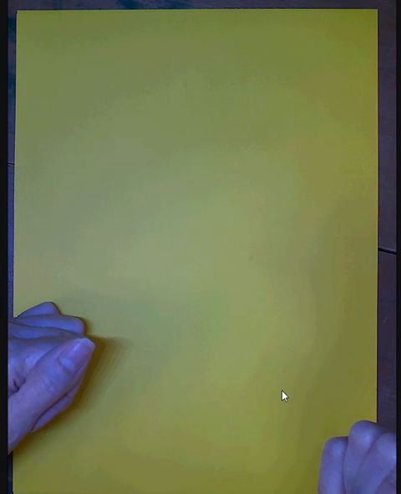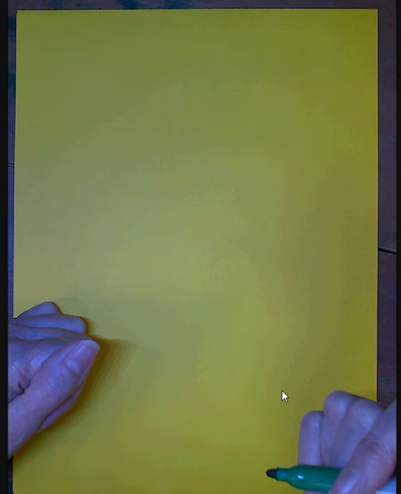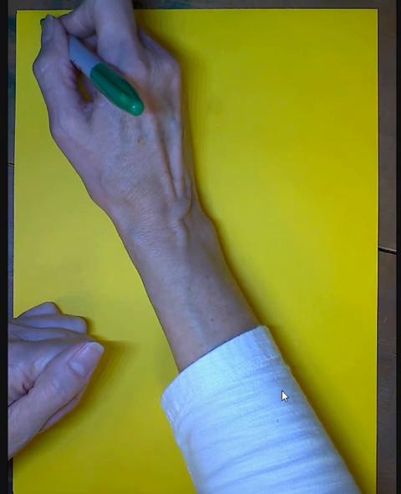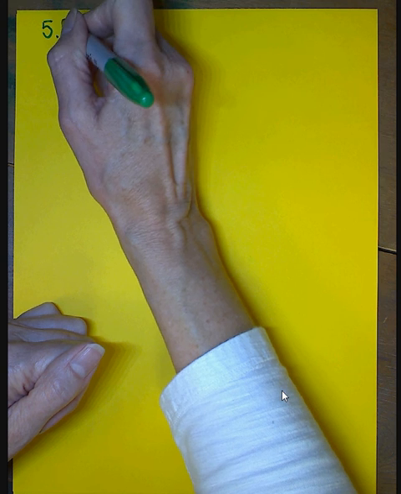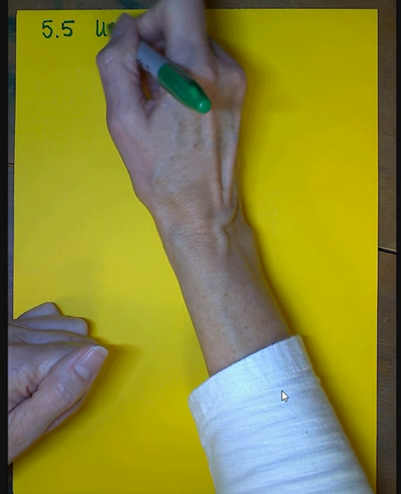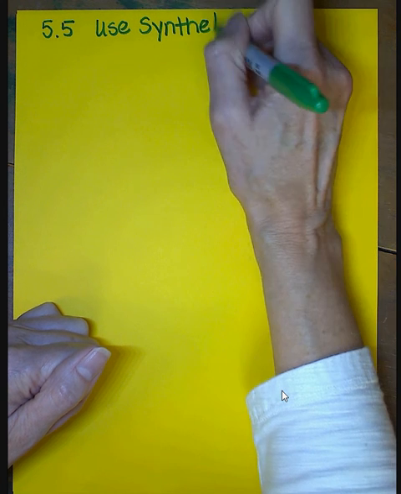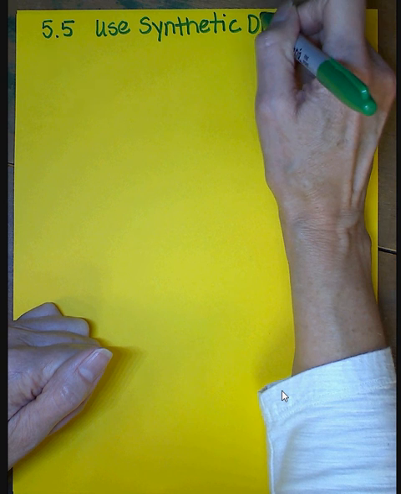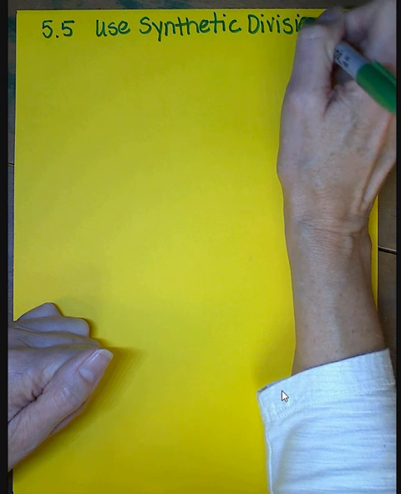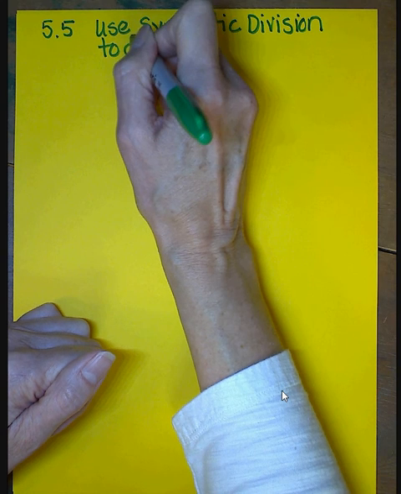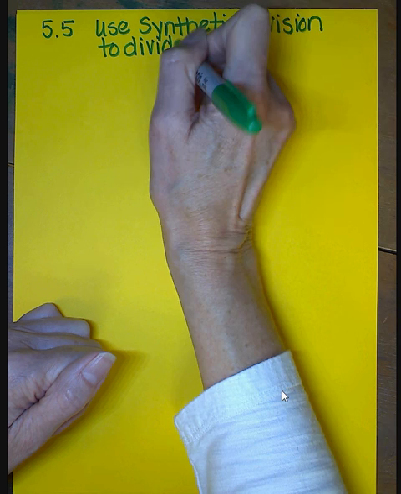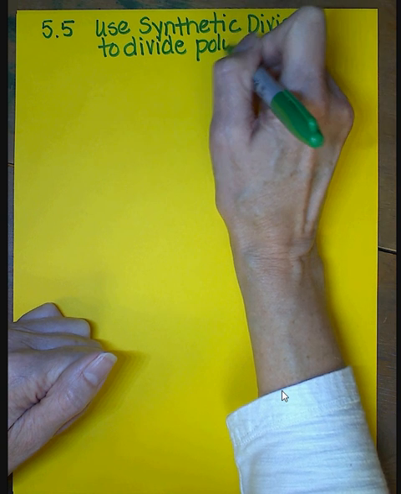We have one more thing we need to do in section 5.5, and we can also do division of polynomials with synthetic division, and you'll probably like this a lot more. So on this part 2 of 5.5, we're going to use synthetic division to divide polynomials. After you do long division, this seems really easy.